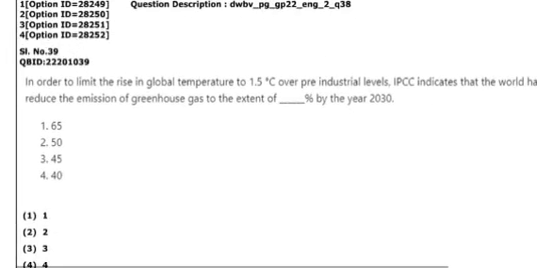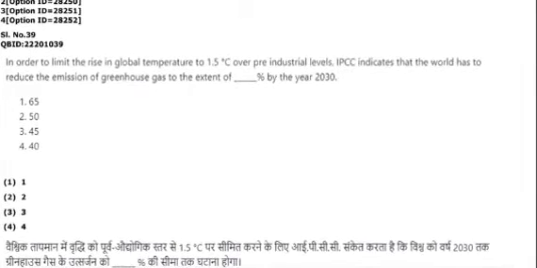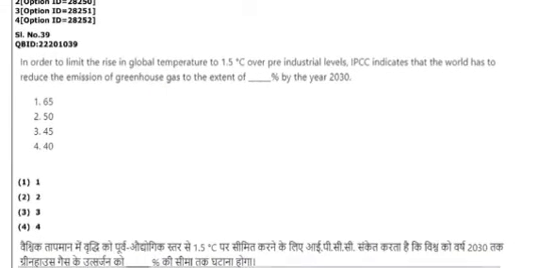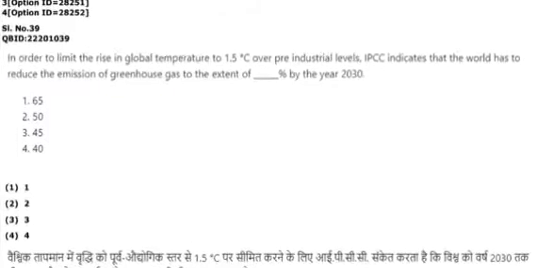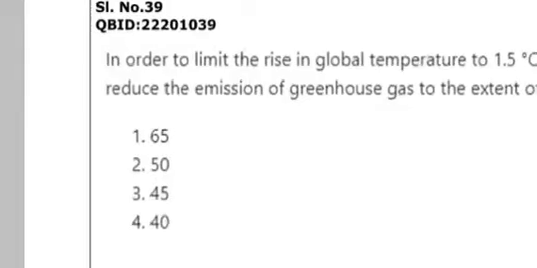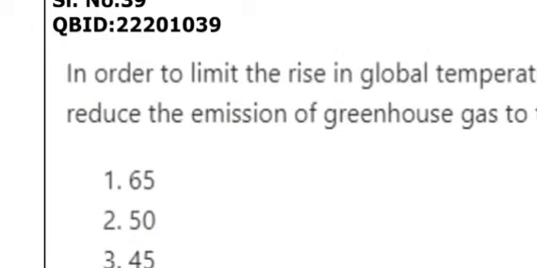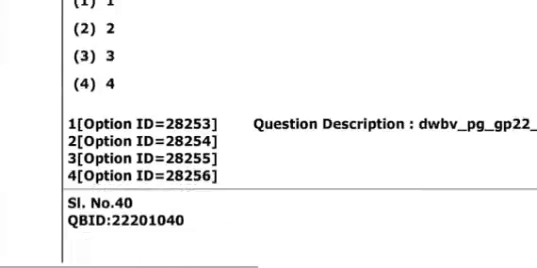Then 39: in order to limit the rise in global temperature to 1.5 degrees Celsius over pre-industrial levels, the IPCC indicates that the world has to reduce the emission of greenhouse gases to the extent of what percent by the year 2030? 65, 50, 45, 40. The 39 correct option will be number C, that means 45%. Is it possible? Will it be possible actually?